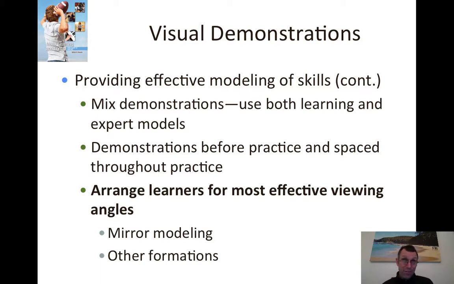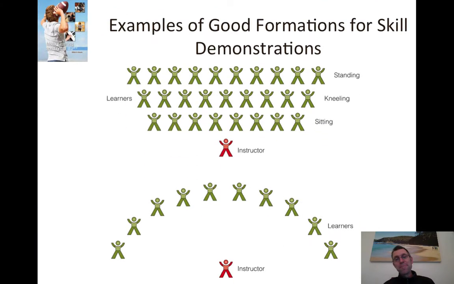Make sure that you're mindful of your learners and whether or not they have a good angle to see the skill being performed. I'm not going to test you on this graphic, but you should be aware of the concept. If you are instructing, and this person in red is the instructor, and the green little stick figures are the learners, the top example has a group sitting in front, a group kneeling behind them, and in the back they're standing. Why? So everyone can see.